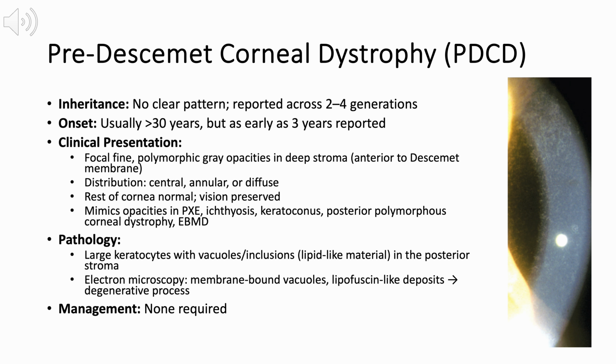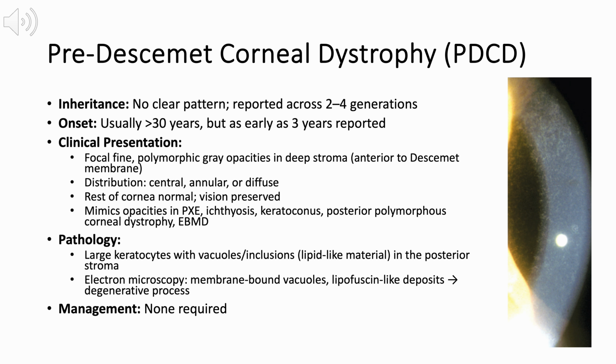Pre-Descemet corneal dystrophy, or PDCD, is a rare condition with no clear inheritance pattern, though it has been reported across 2 to 4 generations in some families. Onset typically occurs after the age of 30, although cases have been reported as early as 3 years of age. Clinically, it is characterized by focal, fine, polymorphic gray opacities located in the deep stroma just anterior to Descemet's membrane. These opacities may be distributed centrally, annularly, or diffusely. Importantly, the rest of the cornea remains normal and vision is usually preserved.